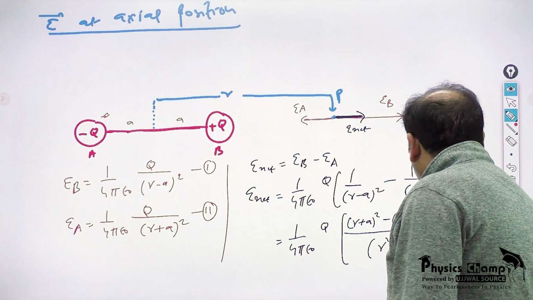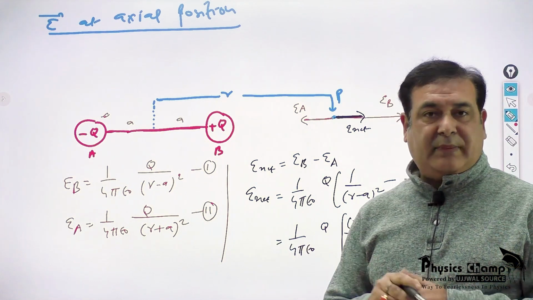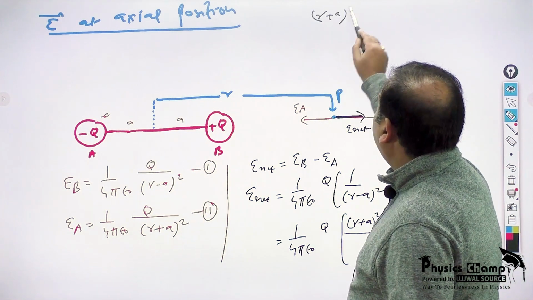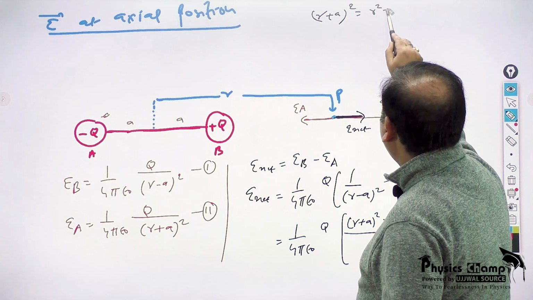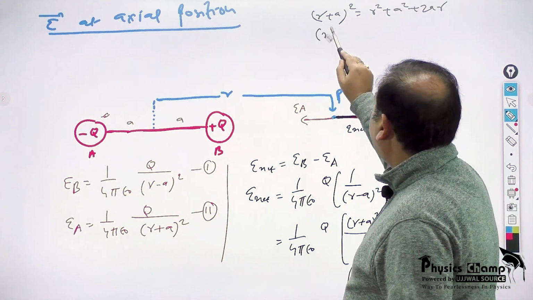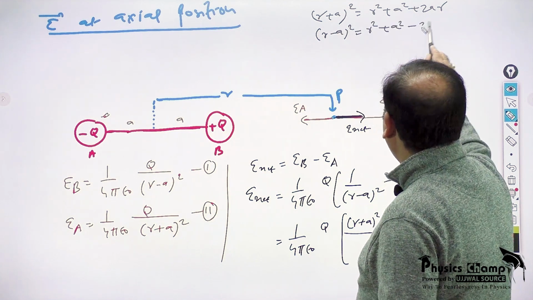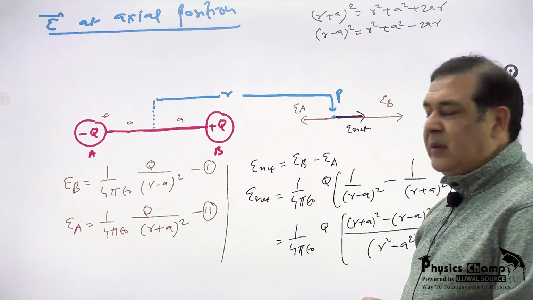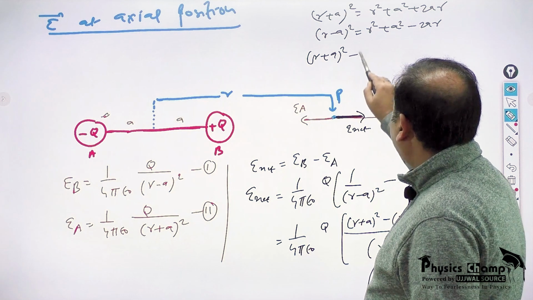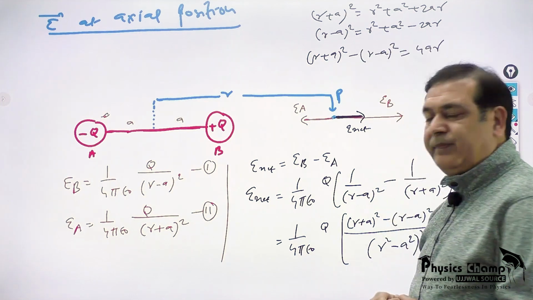Now what will be this (r plus a) whole square? r square plus a square plus 2ar. And what will be (r minus a) whole square? It will be r square plus a square minus 2ar. So let's do (r plus a) whole square minus (r minus a) whole square. It will come out to be 4ar.